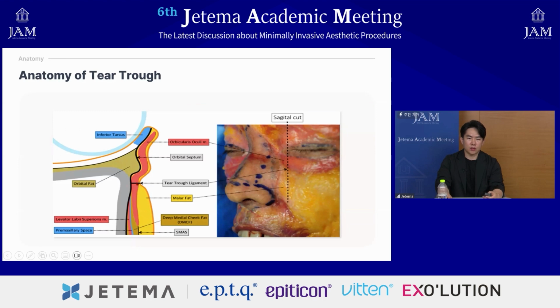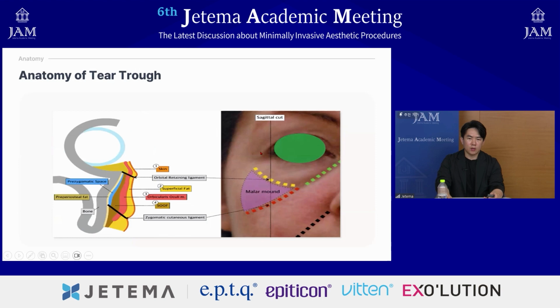To see it a little more directly, this is the middle side of the sagittal cut. You can see the tear-tooth ligament, the orbital fat, and the malar fat. In the lateral side, you can see that the tear-tooth ligament elongates to become the orbital retaining ligament. You can also see the zygomaticocutaneous ligament right below, which also makes the nasojugal groove.